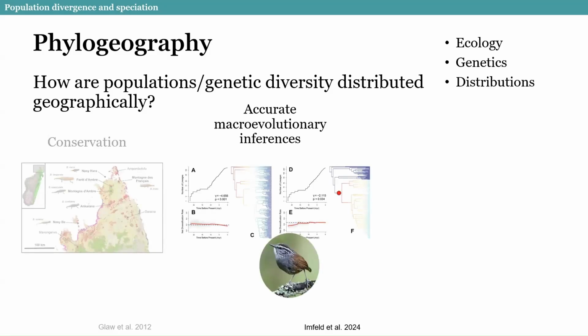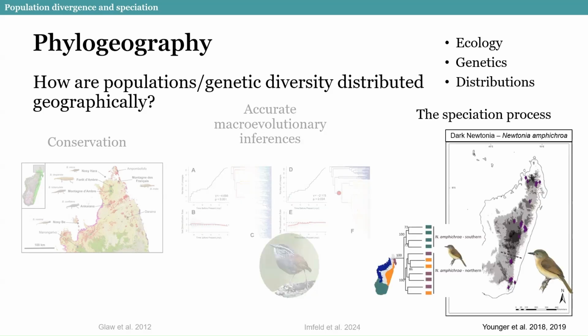It impacts our understanding of big macroevolutionary patterns. This is from Tyler Imfeld's work, a former PhD student here. He found that when he added a whole bunch of additional cryptic species into his analyses, that changed some of his results of the overall macroevolutionary patterns of the group. And then, as I discussed before, there's that speciation process itself.